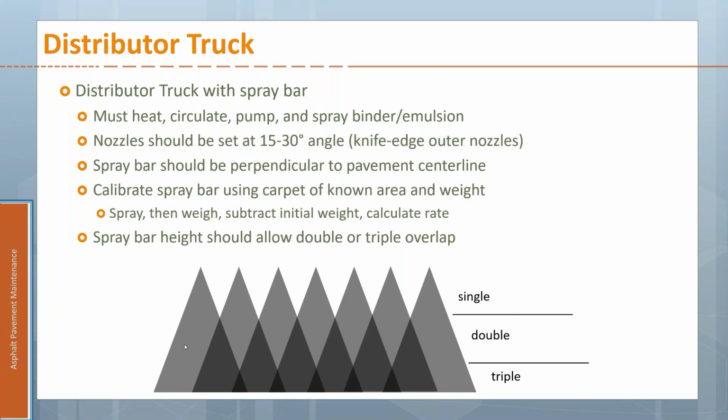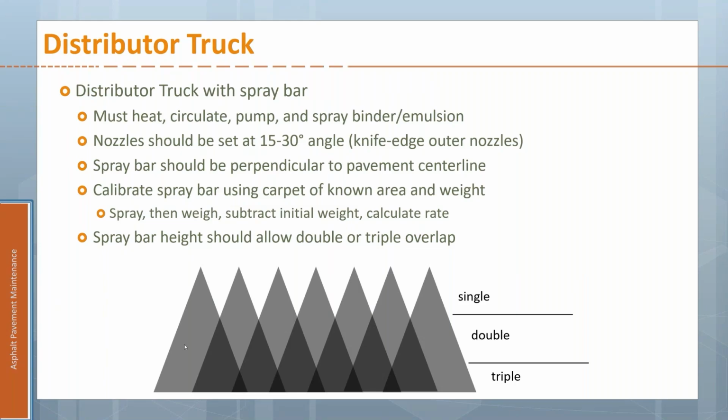And that just means turn it where it's going to spray longitudinal with the roadway. We'll see an example of that in a minute. The spray bar should be perpendicular to the pavement center line. You don't want it to be cattywampus and kind of twisted.